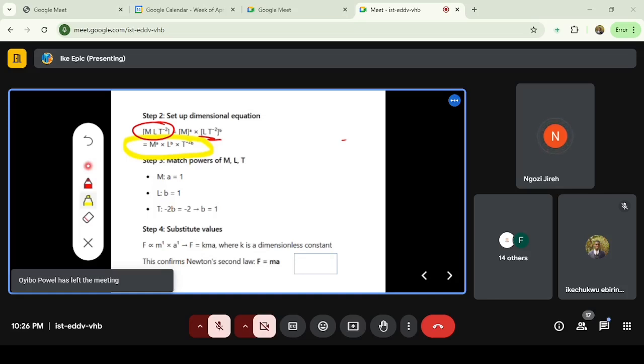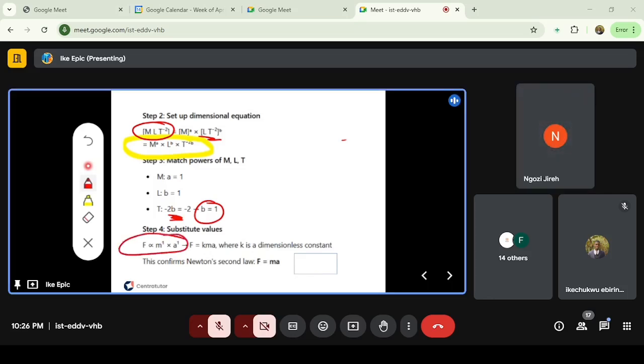For T now, the power of T in the red circle is T raised to the power minus 2, while the power of T in our yellow circle is T raised to the power minus 2b. So we can say that minus 2 is equal to minus 2b, and that's what we had here. Making b the subject of the formula, b will be equal to 1. So the power of b is 1 and the power of a is also 1. Then putting it in the first equation we had, the equation is going to be F equals m a.